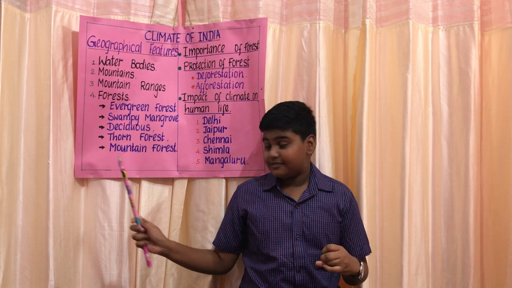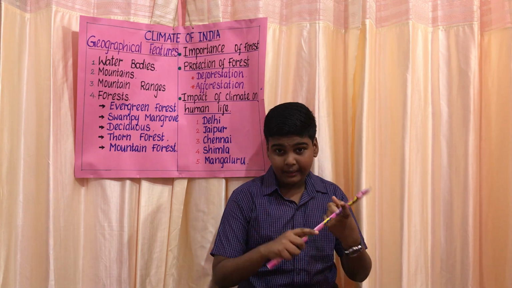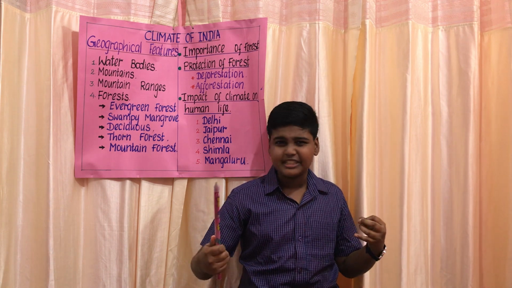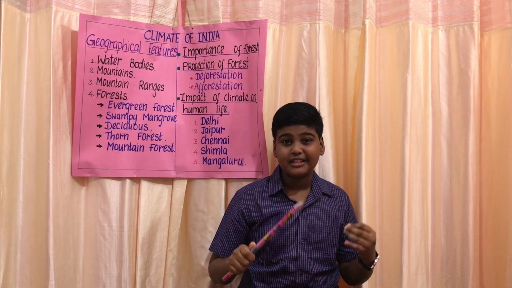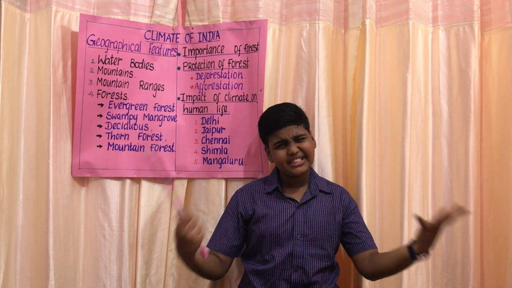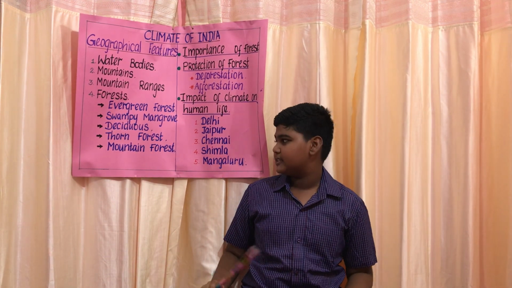And some of the animals found in mountain forests include the Himalayan tahr and the dhole. You may have heard of the dhole. It looks similar to a hyena. It is called the wild Indian dog. And many species of birds.